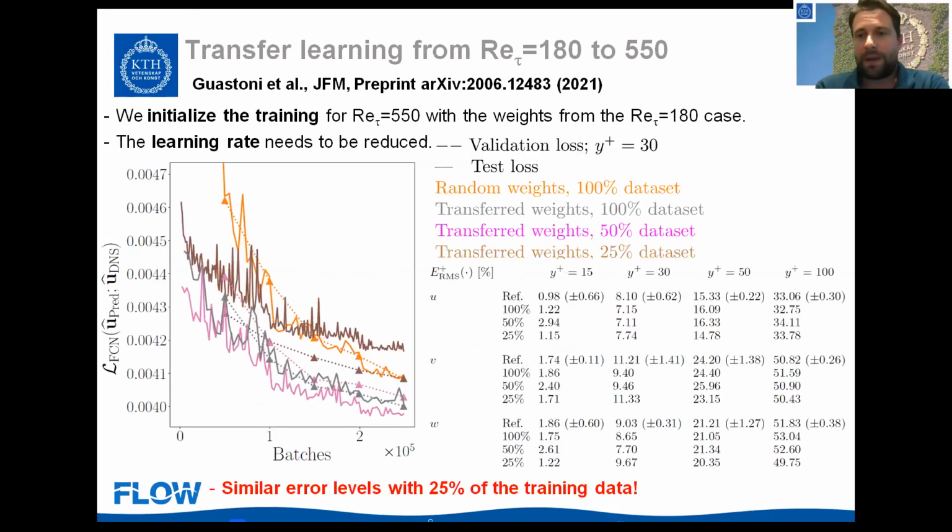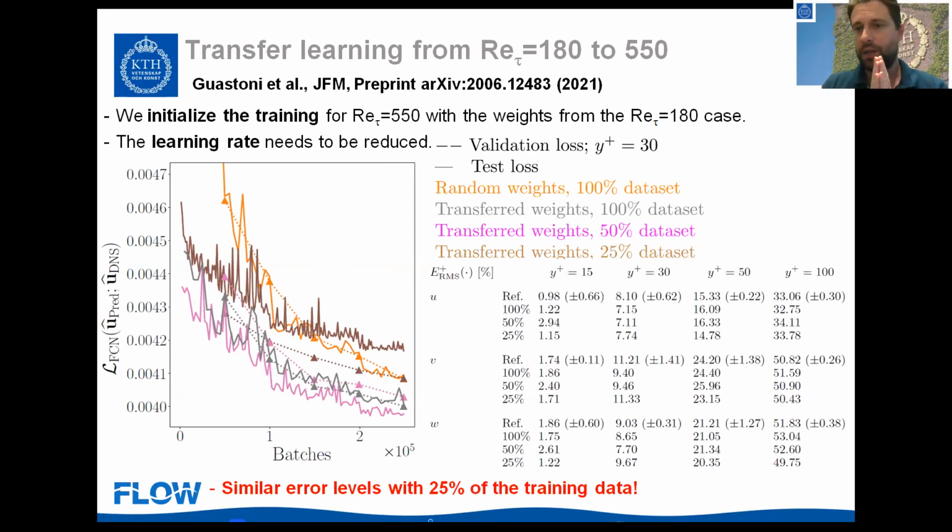And one of my favorite parts is transfer learning. We have done transfer learning in different scenarios, but today I'm going to focus on this one in the interest of time as well. And again, this is also in the JFM and in arXiv by Bastiani and others, so this will be released soon. What we did was we trained one network at Re tau 180 to do this prediction task.